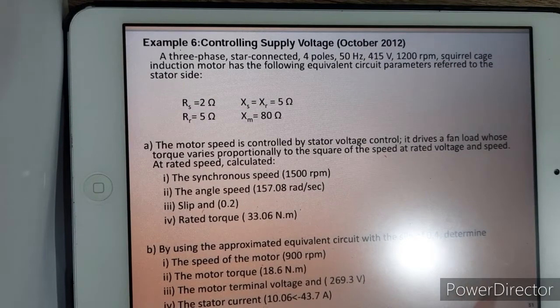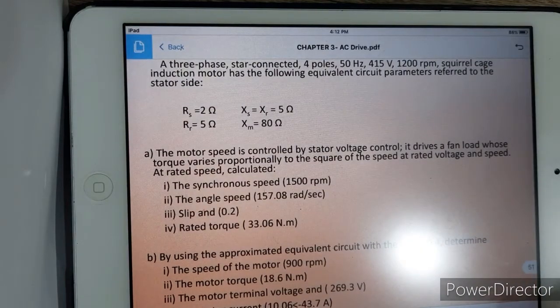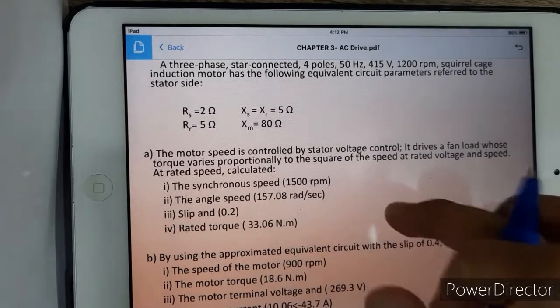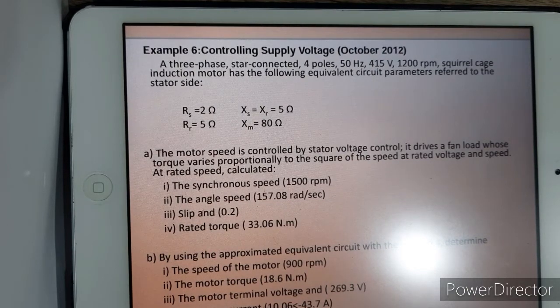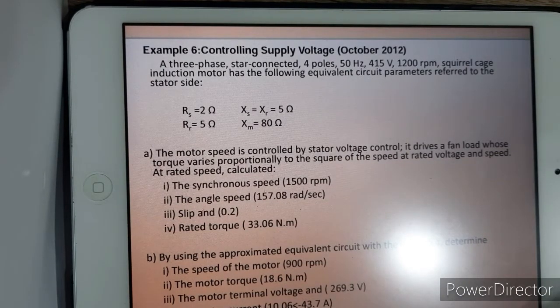So we continue again with example 6. It's still chapter 3. The method to control the induction motor. In example 6, the method used is controlling supply voltage. Previously, in examples 3 and 4, what we have done is we control the speed by adding resistance in series with the rotor resistor. For this example 6, we control the motor by controlling supply voltage.